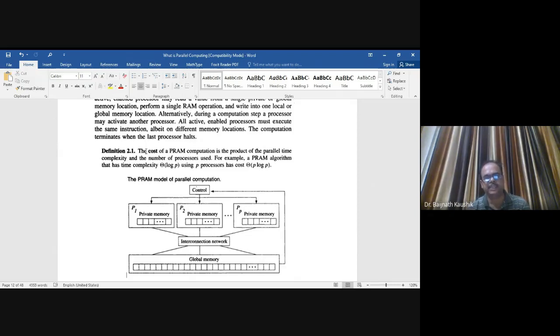So we will see why it is log p and why not other. Then when we come to the examples of PRAM algorithms, we will be able to see the concept of taking logarithmic time by p processors.